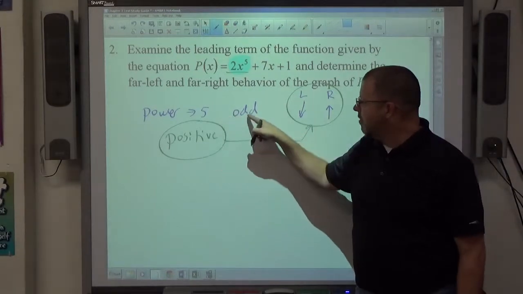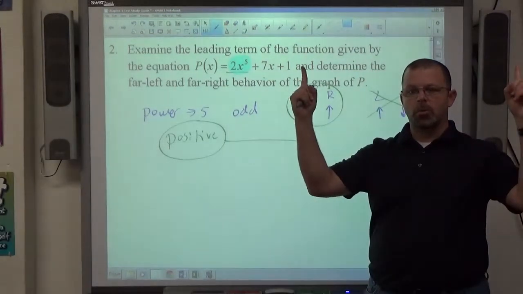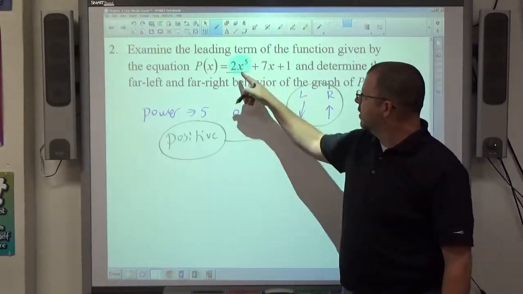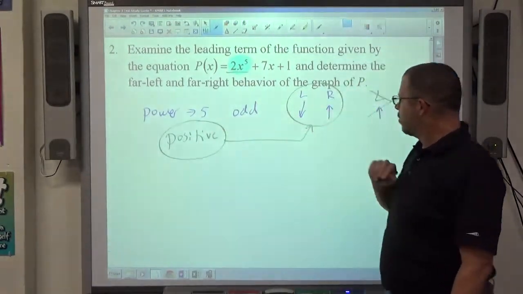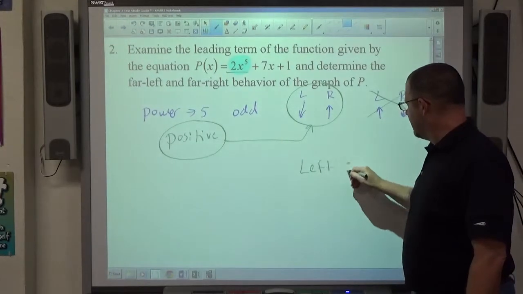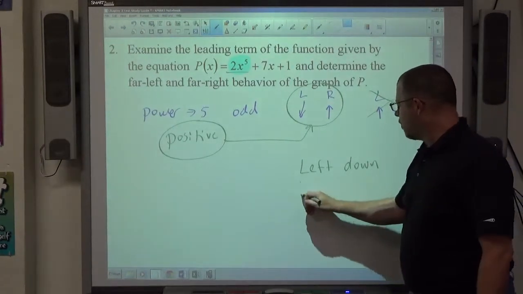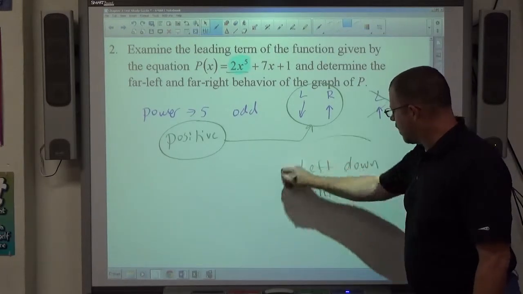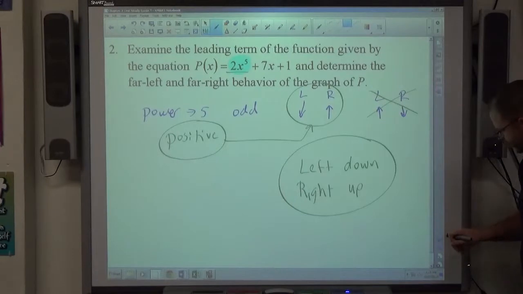If the power were even, your choices are up, up, normal, positive, or down, down, abnormal, negative. So again, the fact that it's positive tells me it goes with the normal one. So left down, right up. That's how I'd like you to write your answer on that one.